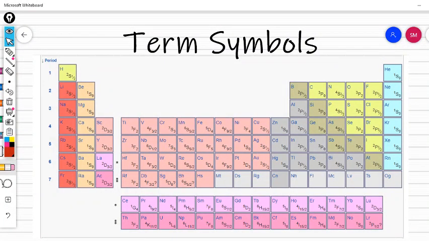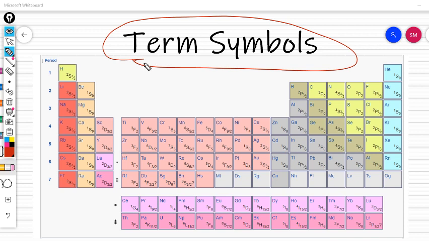Hello everyone. So today's topic is a special topic which is very important for competitive exams: term symbols. The name might be different, but to explain in a very short manner, it is equal to the electronic configuration. So what is the electronic configuration?